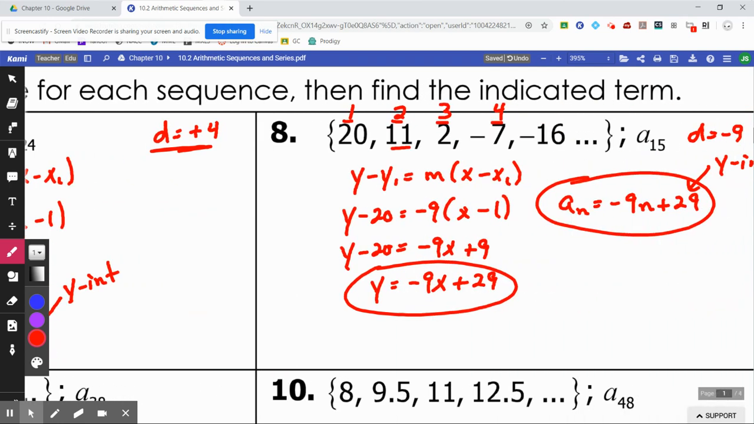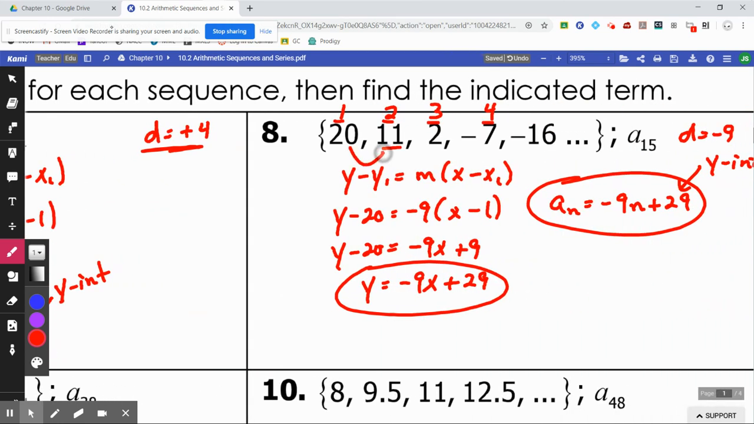What about this one? To get each term in the sequence, you subtract 9, subtract 9, subtract 9. Well, to go backwards one, let's add 9. What would you get? 29, the y-intercept.